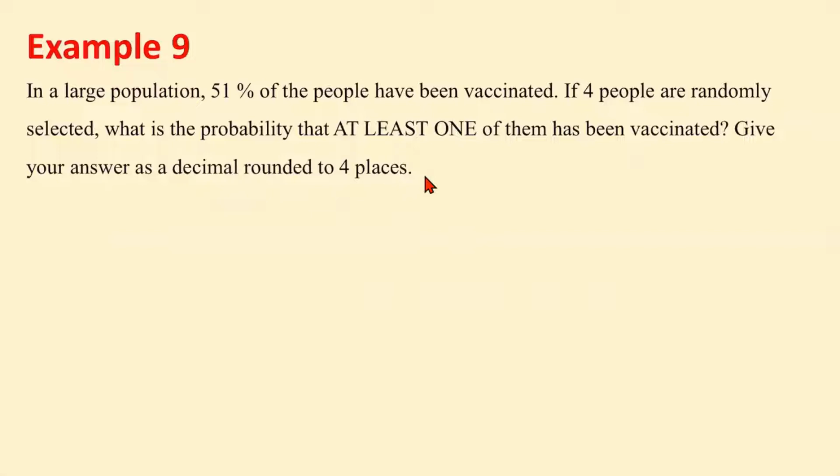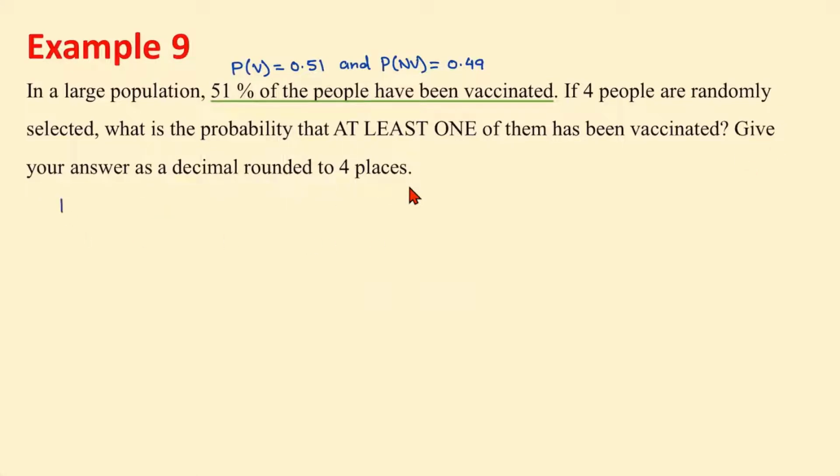Here they said 51% of the people have been vaccinated. So that means the remaining 49% are not vaccinated. The probability that someone randomly selected is vaccinated is 0.51, and the probability that they are not vaccinated is 49%, which is 0.49. So 4 people are selected randomly. What is the probability that at least one of them has been vaccinated? We have to give our answer to 4 decimal places.